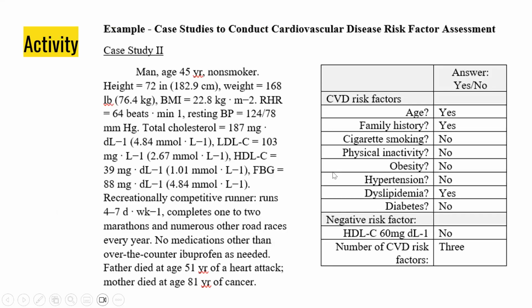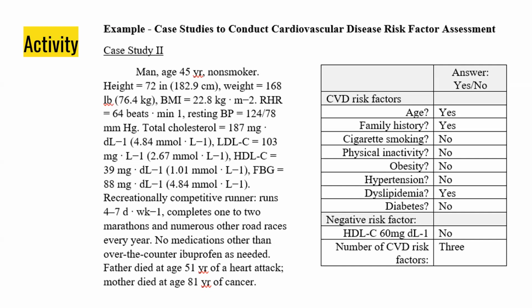All right, so here's an activity. This is an example, a case study to conduct the cardiovascular disease risk factor assessment. So this is case study 2. There's a man, age 45 years old. He's a non-smoker. That's the height, weight. The BMI is 22.8. Resting heart rate is 64. The resting blood pressure is 124/78 millimeters of mercury. Total cholesterol, 187.